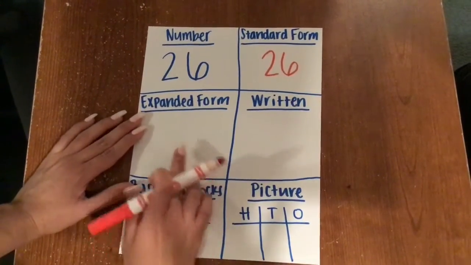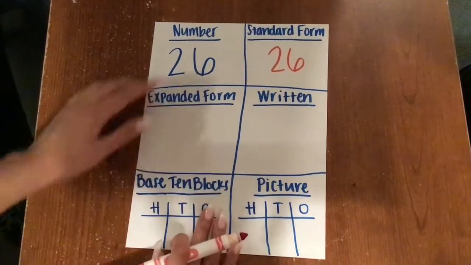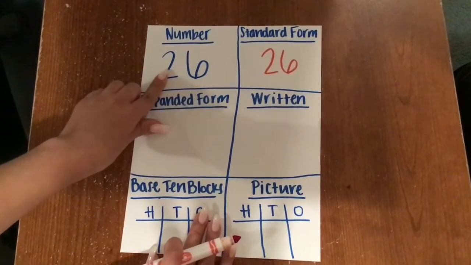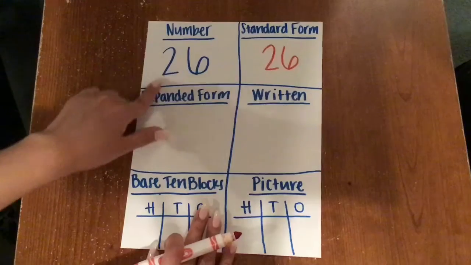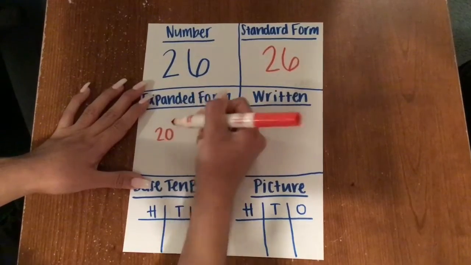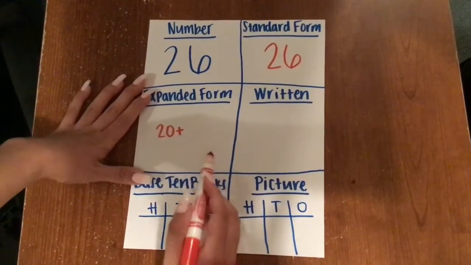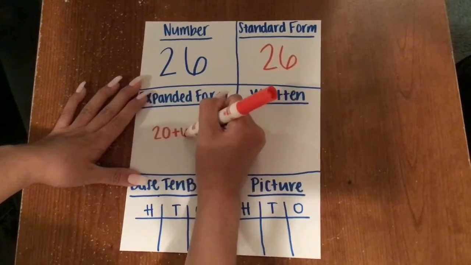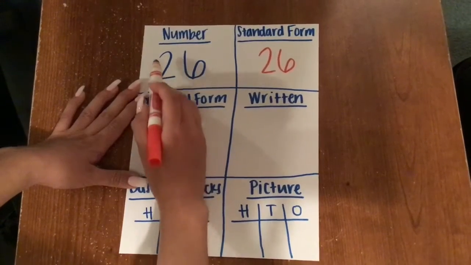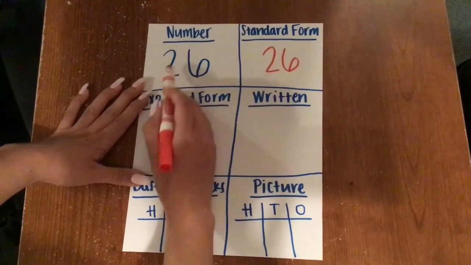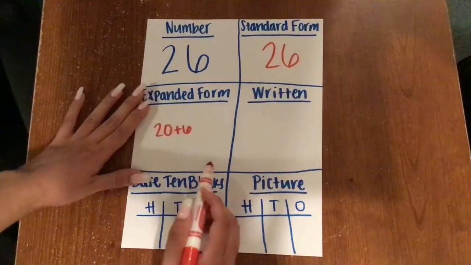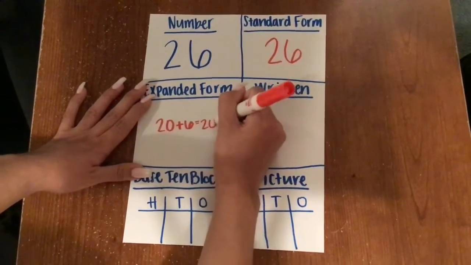Expanded form, we're going to write down, add the tens and ones. So how many tens does this have? 26. Is it 2? No, it's 20 because remember, these are tens. So 2 tens equals 20. And then you're going to add the ones. How many ones do you have? 6. Remember, this is the ones place, this is the tens place. So this is not a 2. The value of the 2 in the number 26 is 20 because it's in the tens place. And then that's going to equal 26.